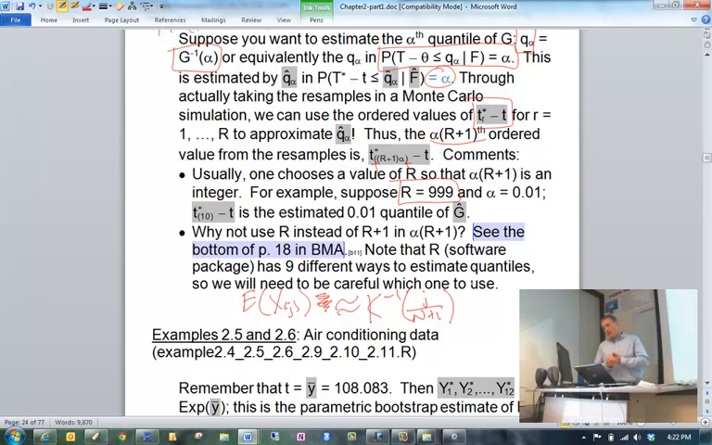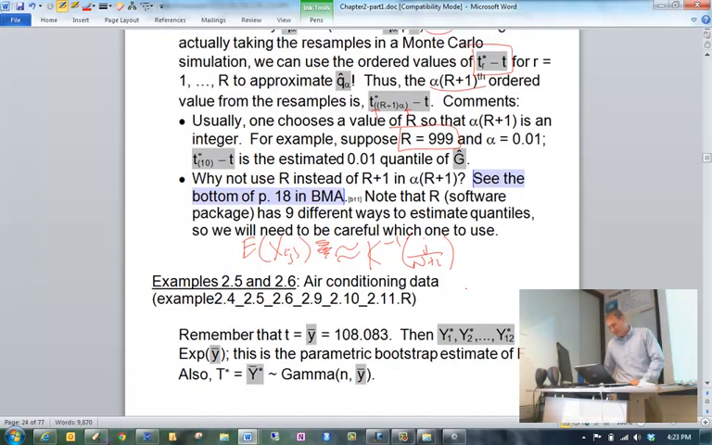In other bootstrap books, they might use just simply R itself versus R plus 1. For example, Efron and Tibshirani will use R plus 1, although they call it B instead of R, B for bootstrap. Anyway, we will deal with R plus 1 times alpha quantile a lot throughout the rest of the semester of the course, and you're going to see that a lot coming up.